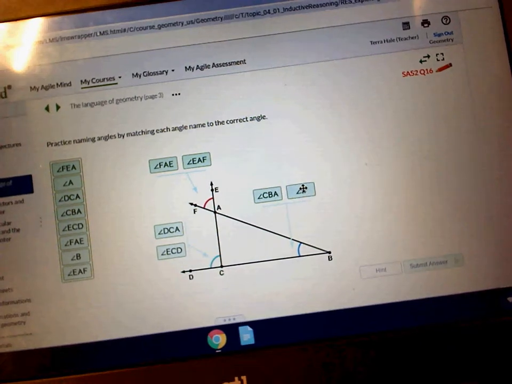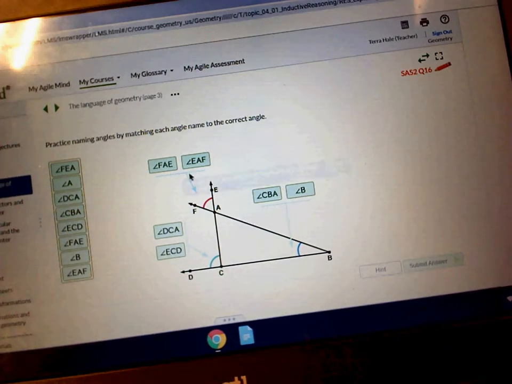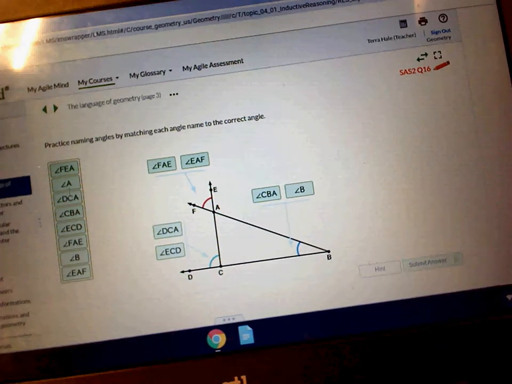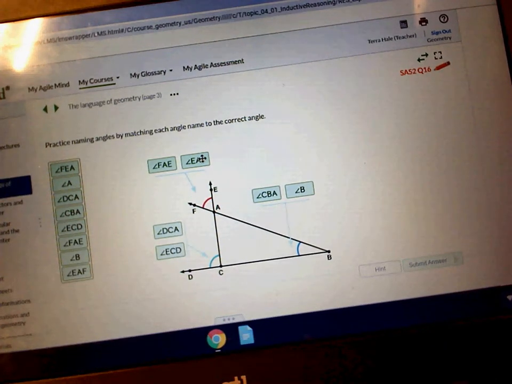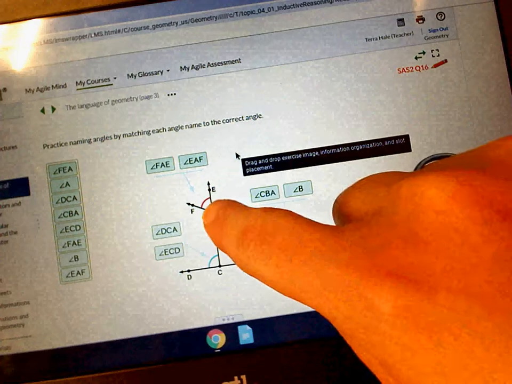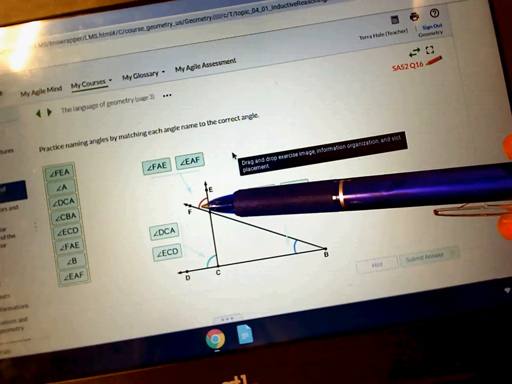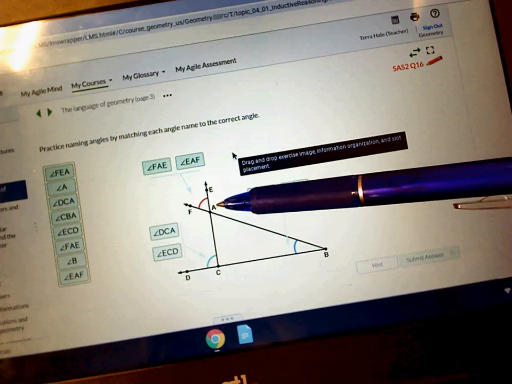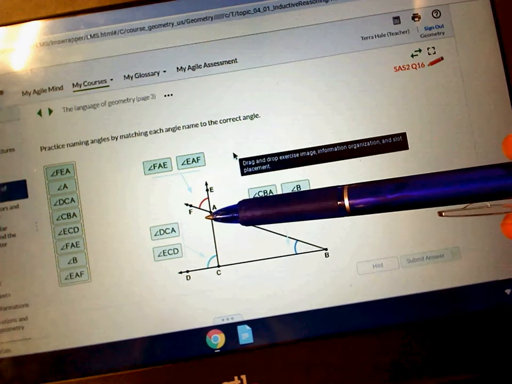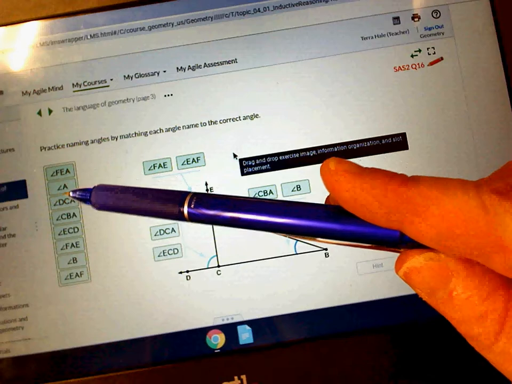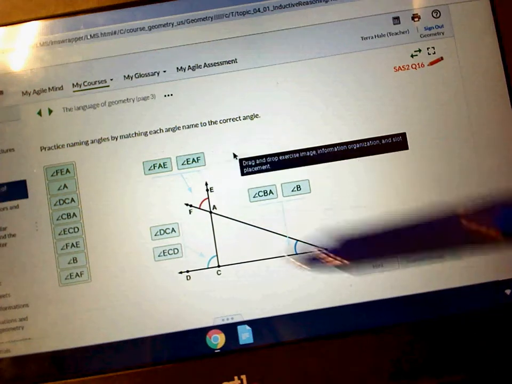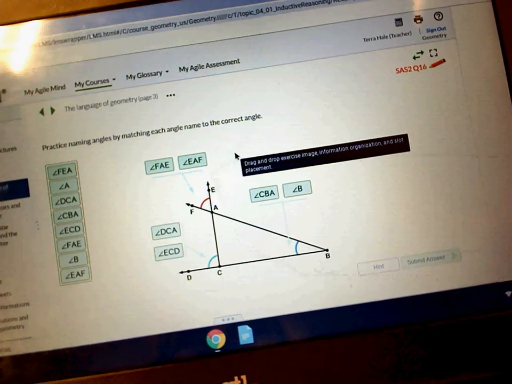So this one could have been FAE. Make sure you don't name that as angle A. Okay, we can't name this one angle A because I wouldn't know which angle A you're talking about. Are you talking about this angle A, this angle A, this angle A, or this angle A? So make sure on this one that you don't choose that as one of the answers as how to name it. You have to use the 3 letters on it.